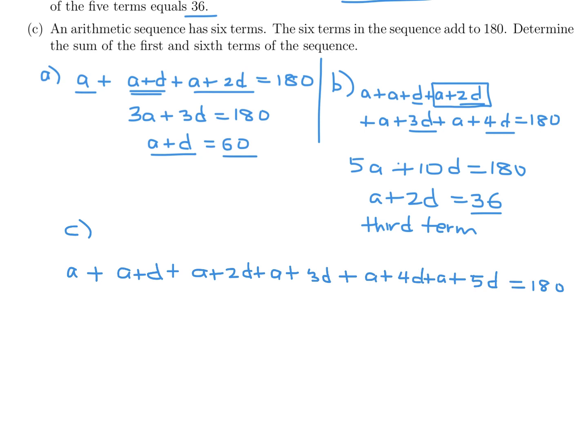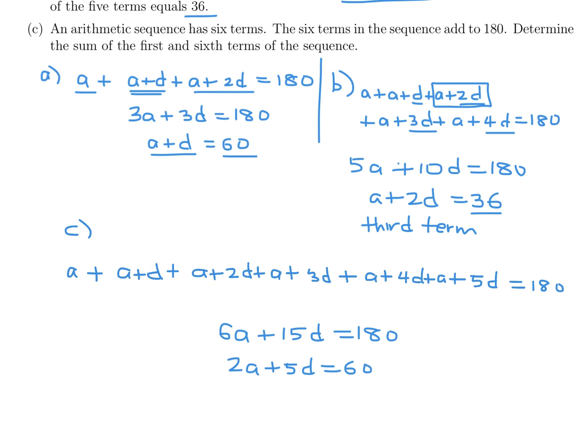Okay, so let's do the algebra, and this is going to be 6a plus 15d this time is equal to 180. I can divide through by 3, and when I do, I get 2a plus 5d is equal to 60. I think that's about as far as I can get.